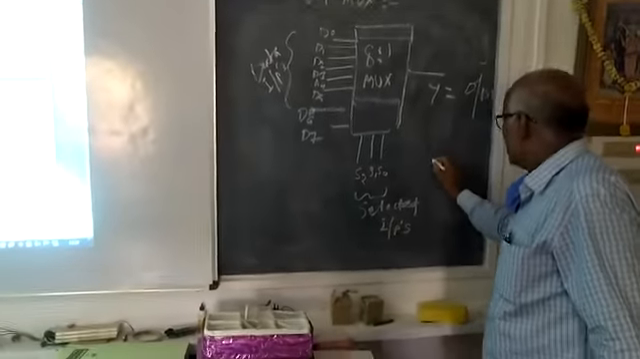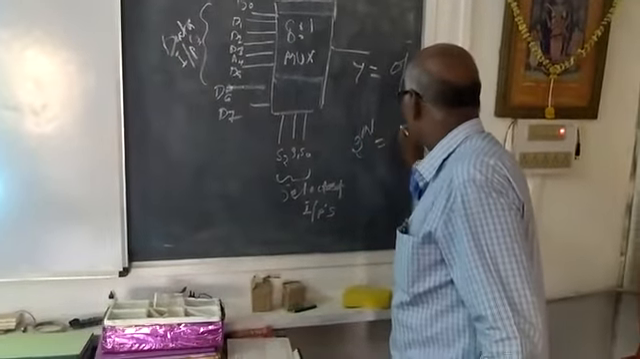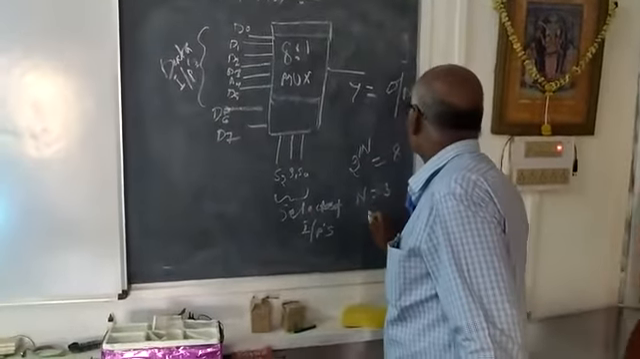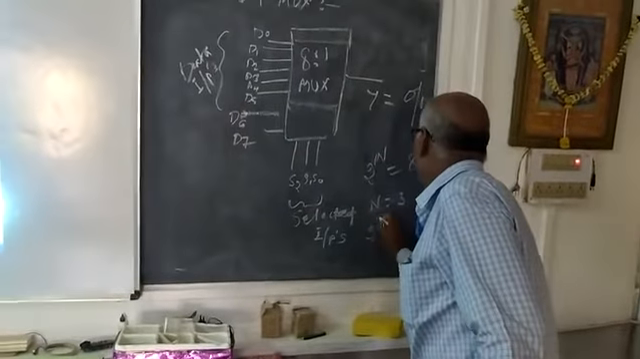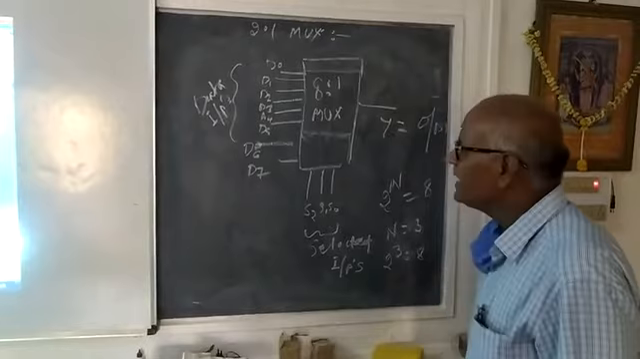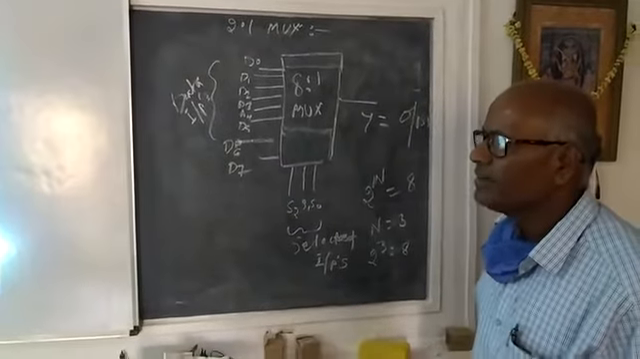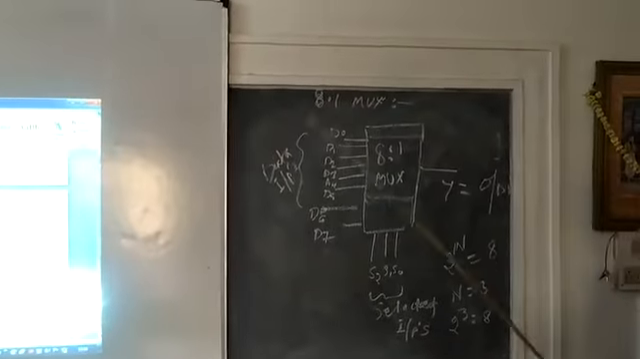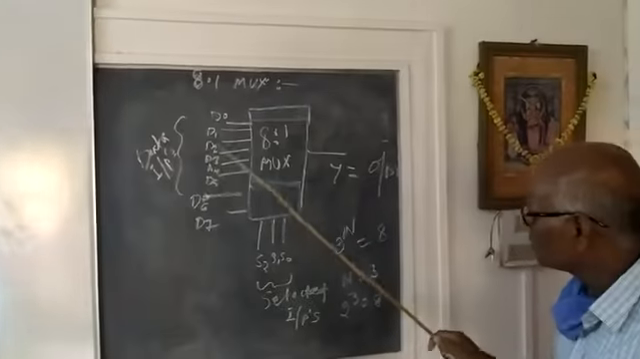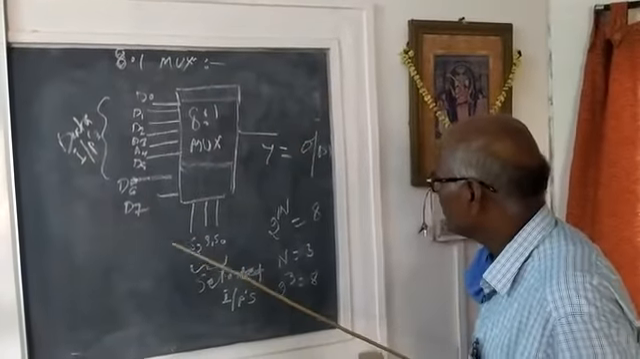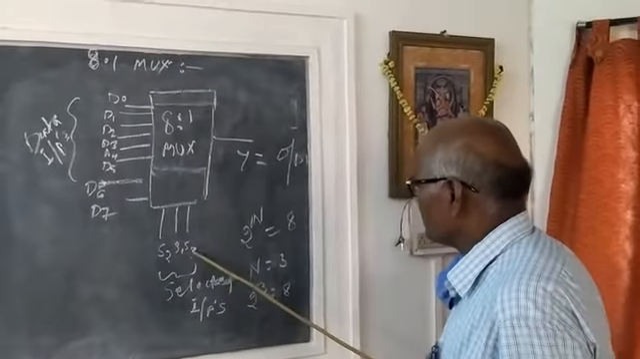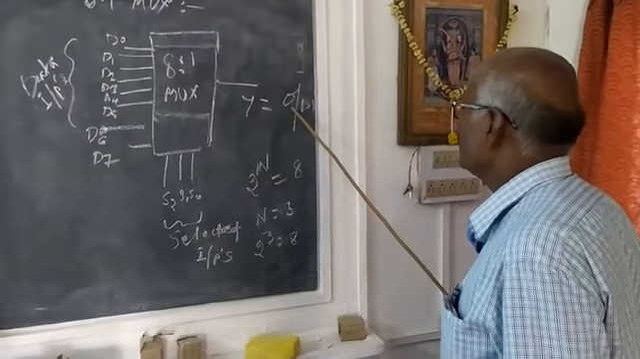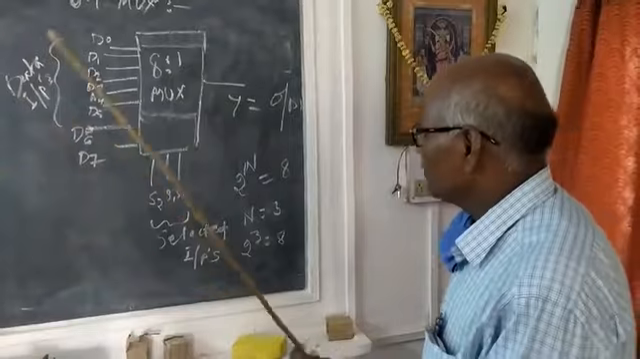According to the principle, 2 to the power of n is equal to 8. Here n is the number of select inputs, which is 3. That's why we write 2 to the power of 3 is equal to 8 input data lines can be taken by using the 8:1 mux. Here the data inputs are D0 to D7, the 8 data input lines. There are 3 select lines, S0, S1 and S2. Then the output response Y is equal to a Boolean expression, which we have to get.